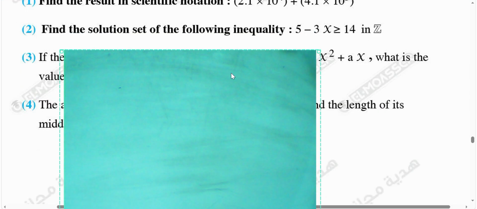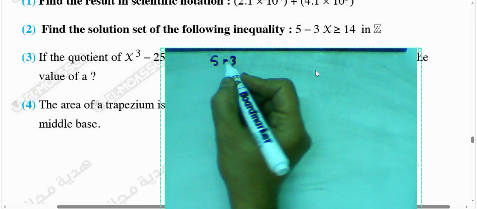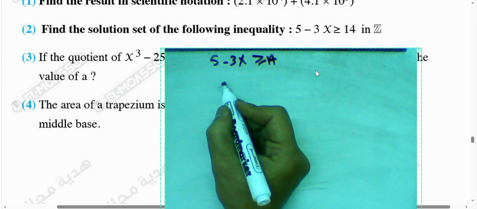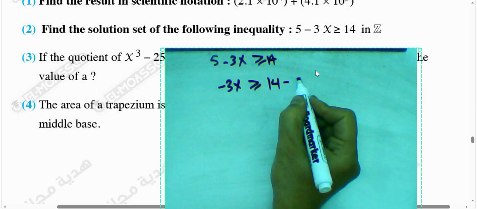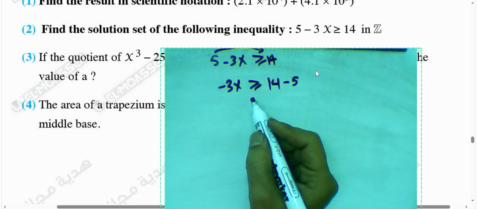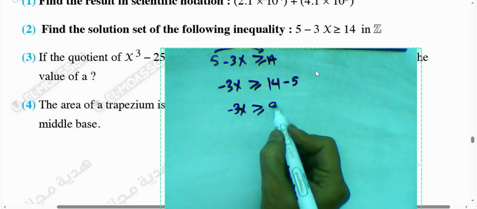Next question. He wants to find the solution of the inequality here in integers. Do you remember the steps? 5 subtract 3x greater than or equal to 14. We can write here negative 3x greater than or equal to 14 minus 5. Move 5 from left hand side to right hand side. Then write negative 3x is greater than or equal to 14 minus 5, which is 9.